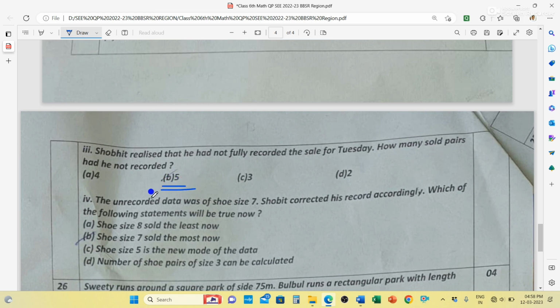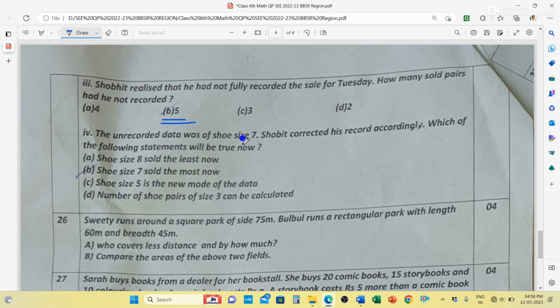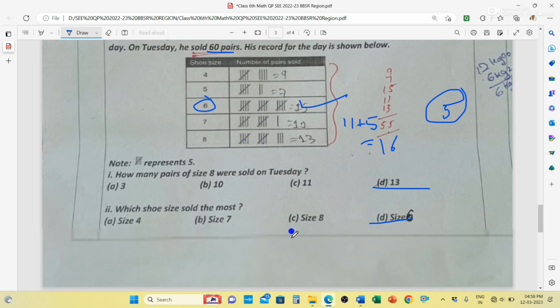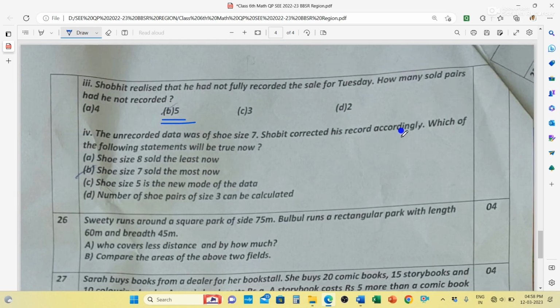The unrecorded data was of shoe size 7. In shoe size 7, it was 5, 5, 10, 1, 11. So with the unrecorded ones also, 11 plus 5 equal to 16. Now which of the following statements will be true now?